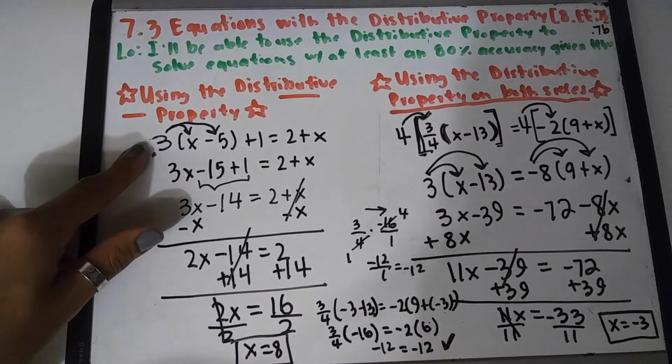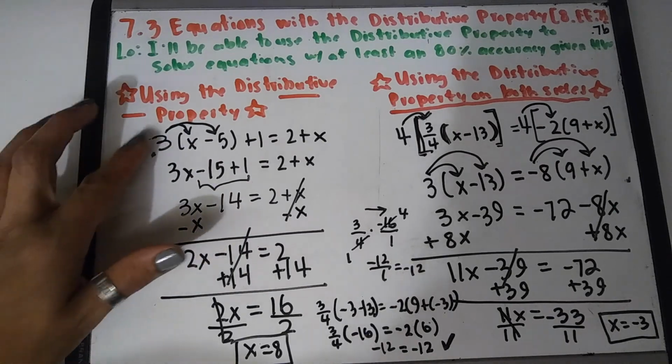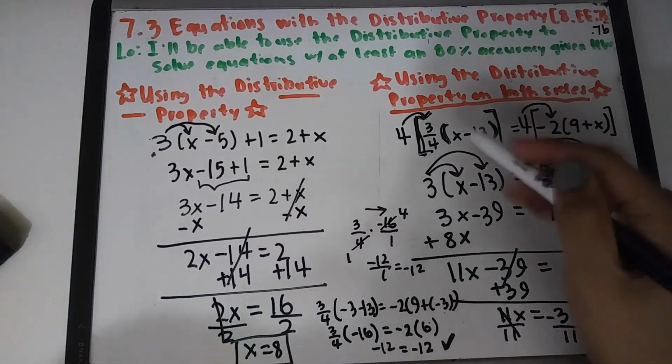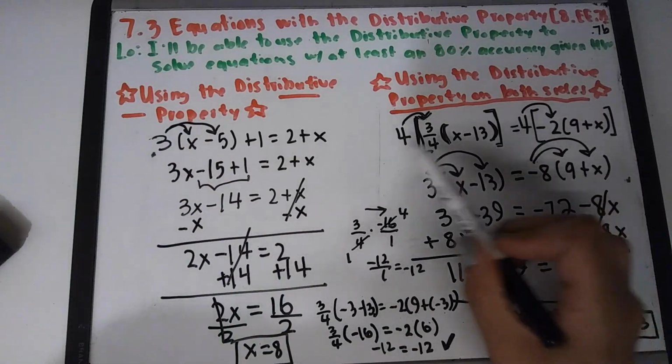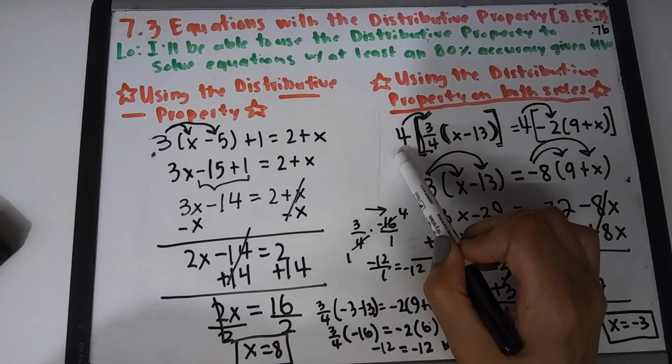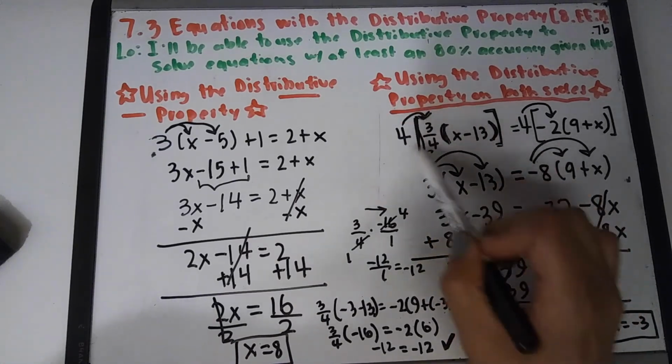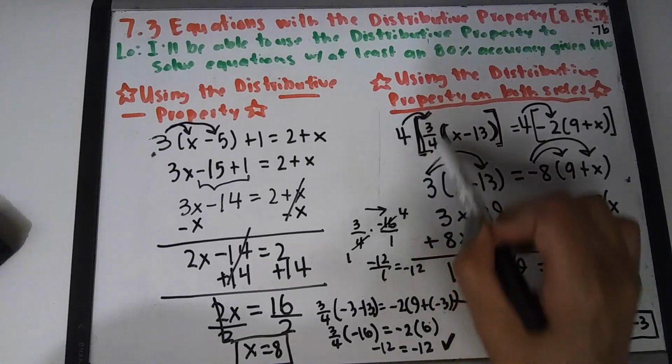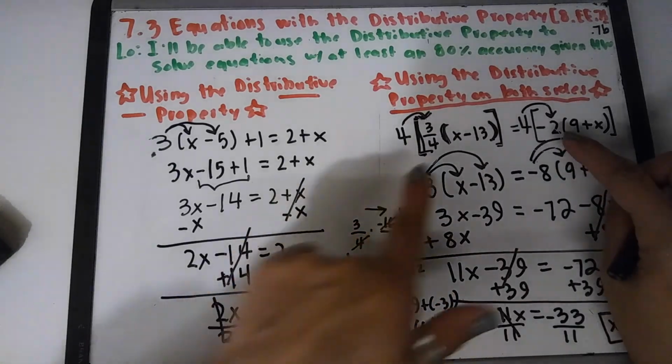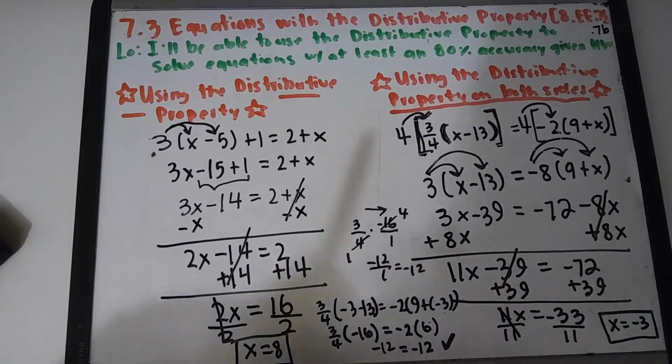Again, if it's just on one side and you don't have any fractions, just distribute to each one of the terms. When it's on both sides but you have a fraction, make sure that you multiply by the denominator to get rid of that fraction. And when you do to one side, you must do to the other side, and you only multiply to the outside number.